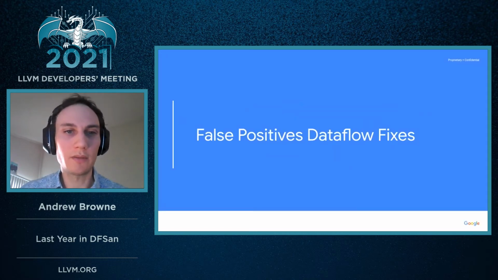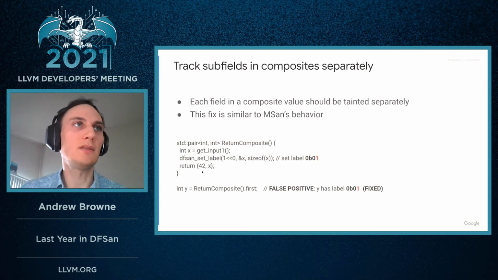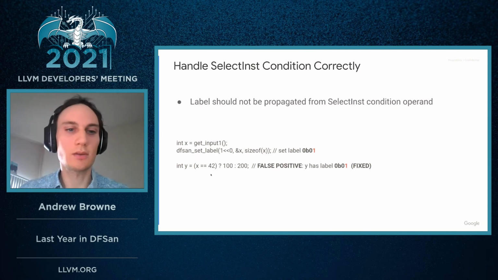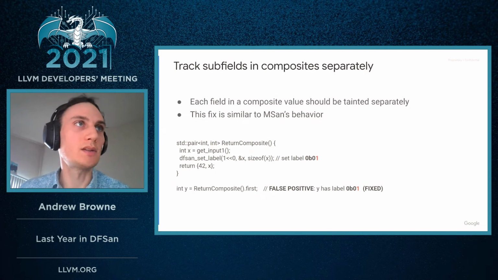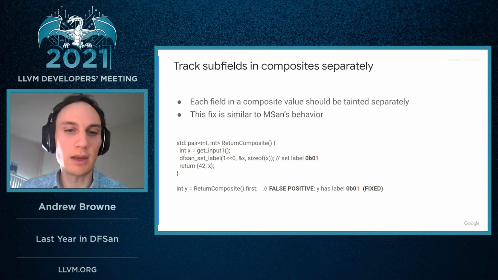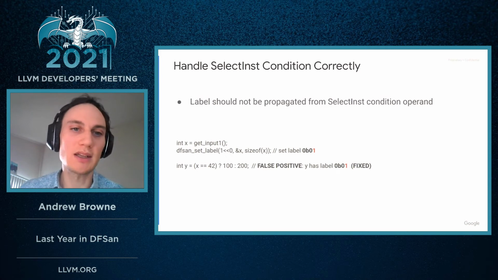Now, some false positive fixes. Previously, DFSan couldn't track individual elements in composite data structures. Now it can. Previously, the 42 and the X here would share the same taint label, whereas now those two values can be tainted independently. Another bug was that select inst propagated taint from its condition. Select inst should only propagate taint from either of the two values.